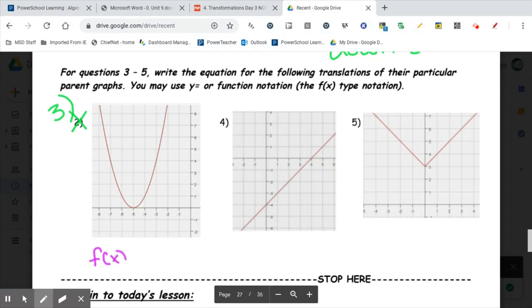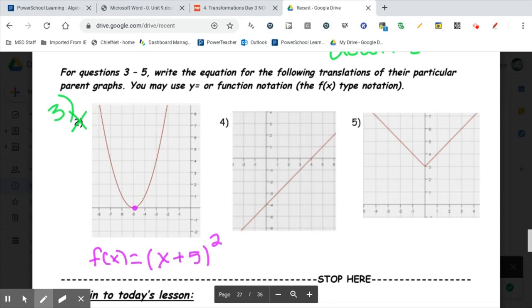We have to notice that we have a quadratic function, and the vertex of this function is at negative 5. So the parent would be just the regular x squared, but since this one has clearly been shifted to the left 5 units, we want to put the plus 5 inside of the grouping symbol, and then the square and the exponent showing that it's a quadratic.